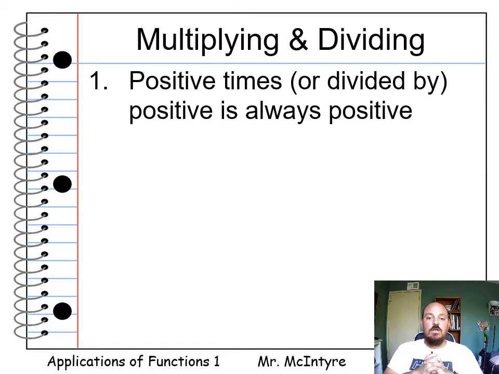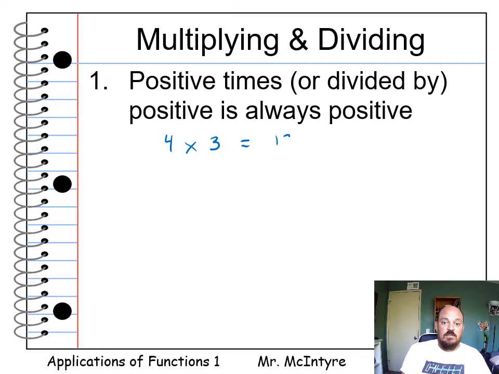So first of all, start with the easy one. Whether you're multiplying or dividing, positive times positive or positive divided by positive is always positive. That's nice and simple. So here, I'll just make up a quick example. If I do 4 times 3, you say, well, 4 times 3 is 12. Positive times positive, no tricks here. So my answer is just 12.